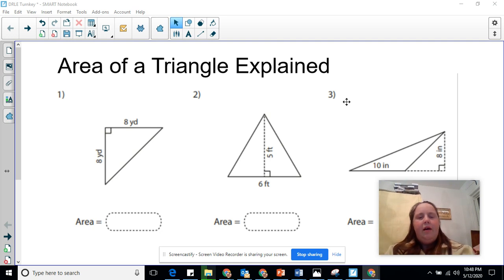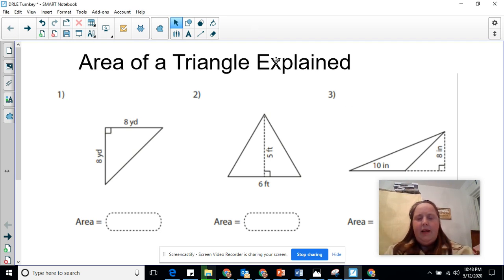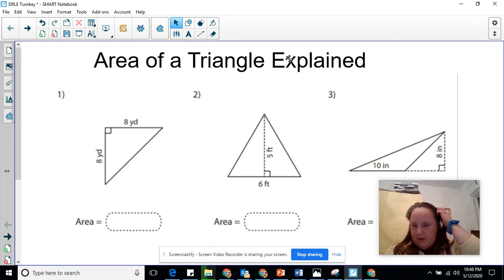Hey, sixth graders. I know triangles and the area of a triangle is a new concept this week for all of you. So I wanted to give you a quick explanation the best way I could in my own words. So here are three different triangles. Obviously, they're triangles because they have three sides. They've nicely been labeled. Okay.